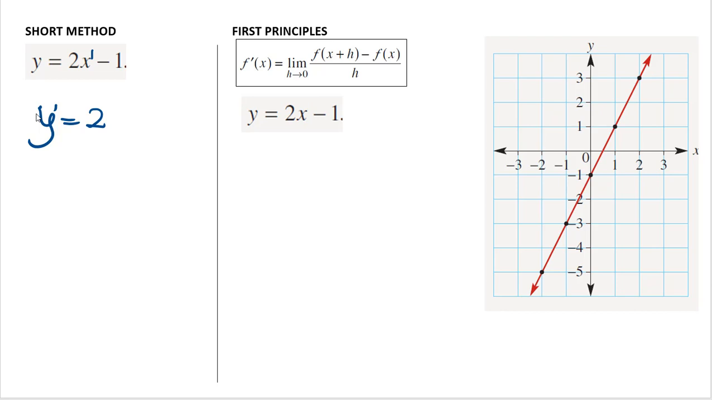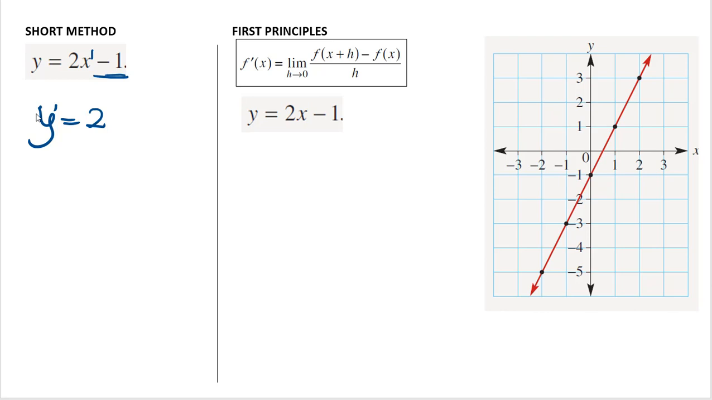Anytime you have a 2x or 4x, 5x, whatever the case may be, to the power of 1, pretty much this disappears and we're just left with the coefficient. Also, when you differentiate any constant terms, plus, minus, doesn't really matter, any constant terms become 0. So the first derivative of a linear function, 2x minus 1, is simply, in this case, equal to 2.